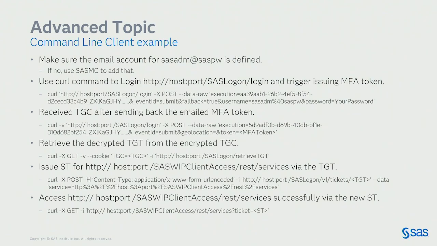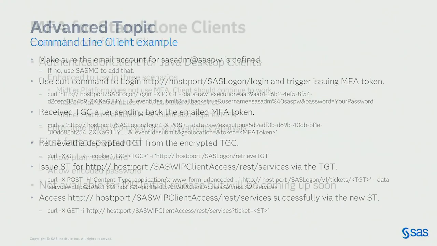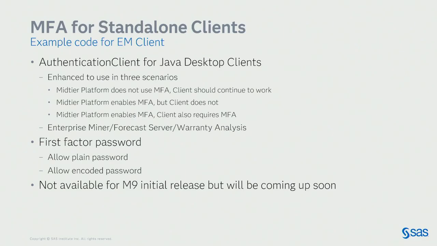The third step is you get the TGC, and then you get the ticket granting ticket. And then use the ticket granting ticket. That's the fourth step, to get a service ticket. You use the service ticket to access your applications. Okay? So the next slide is for the standalone client.